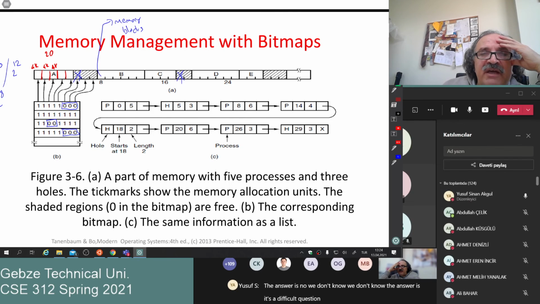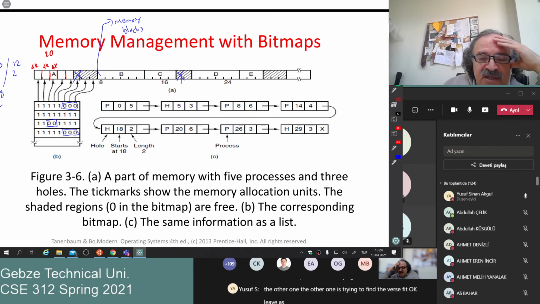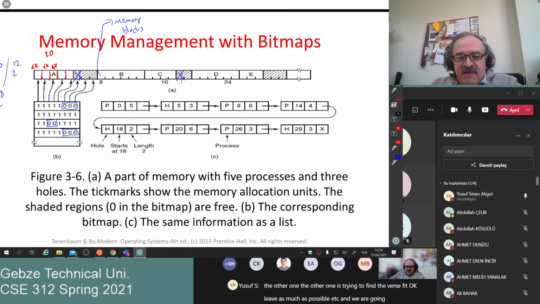One is trying to find the best fit. The other one is trying to find the worst fit. Okay, leave as much as possible, etc. And we are going to see it next week. Today I am out of time now.